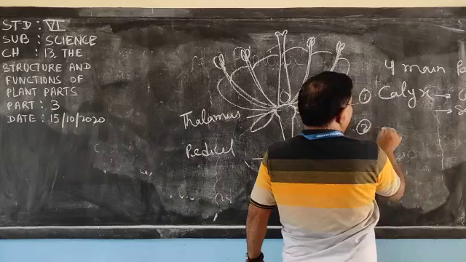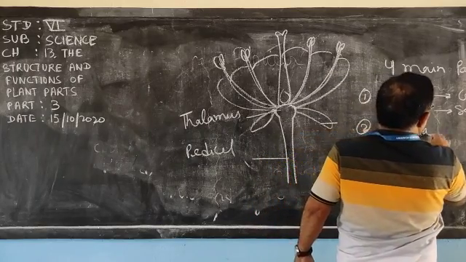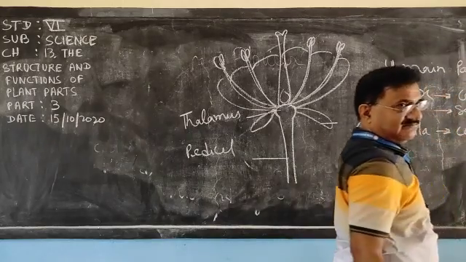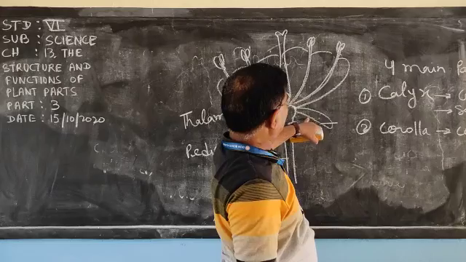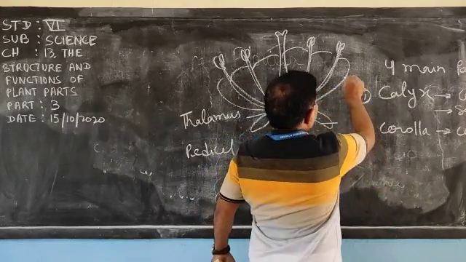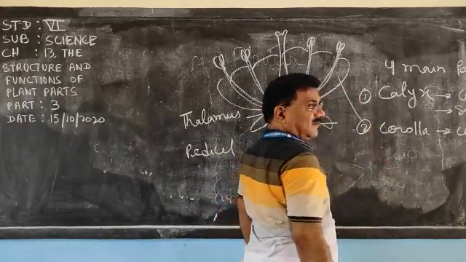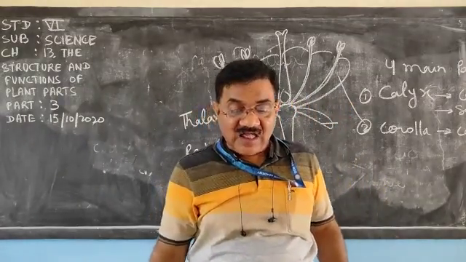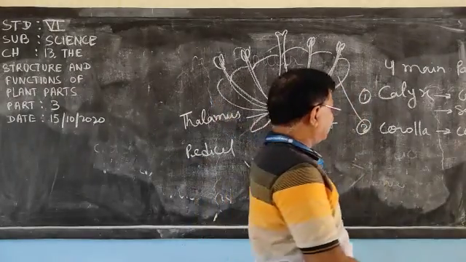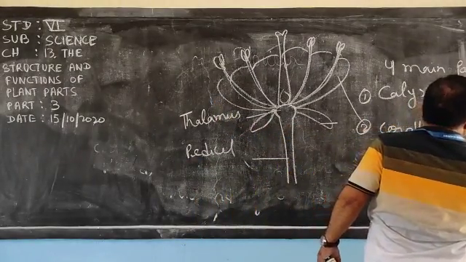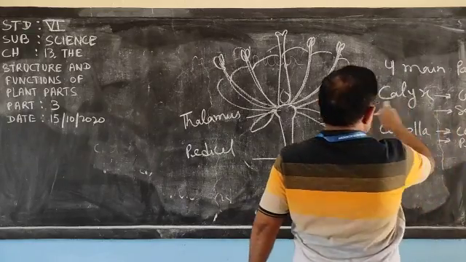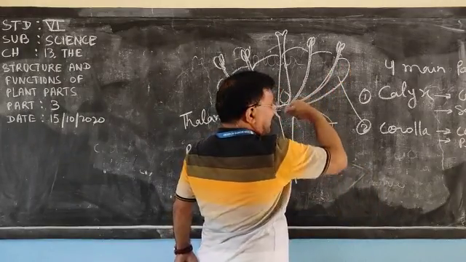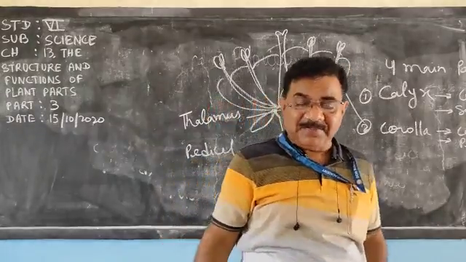Next is corolla. Corolla is the colored part of the flower. After the green part, the colored part is there. This one is the corolla, colored to attract insects for pollination. The whole part is called corolla, and if you pluck one unit, that is called a petal.